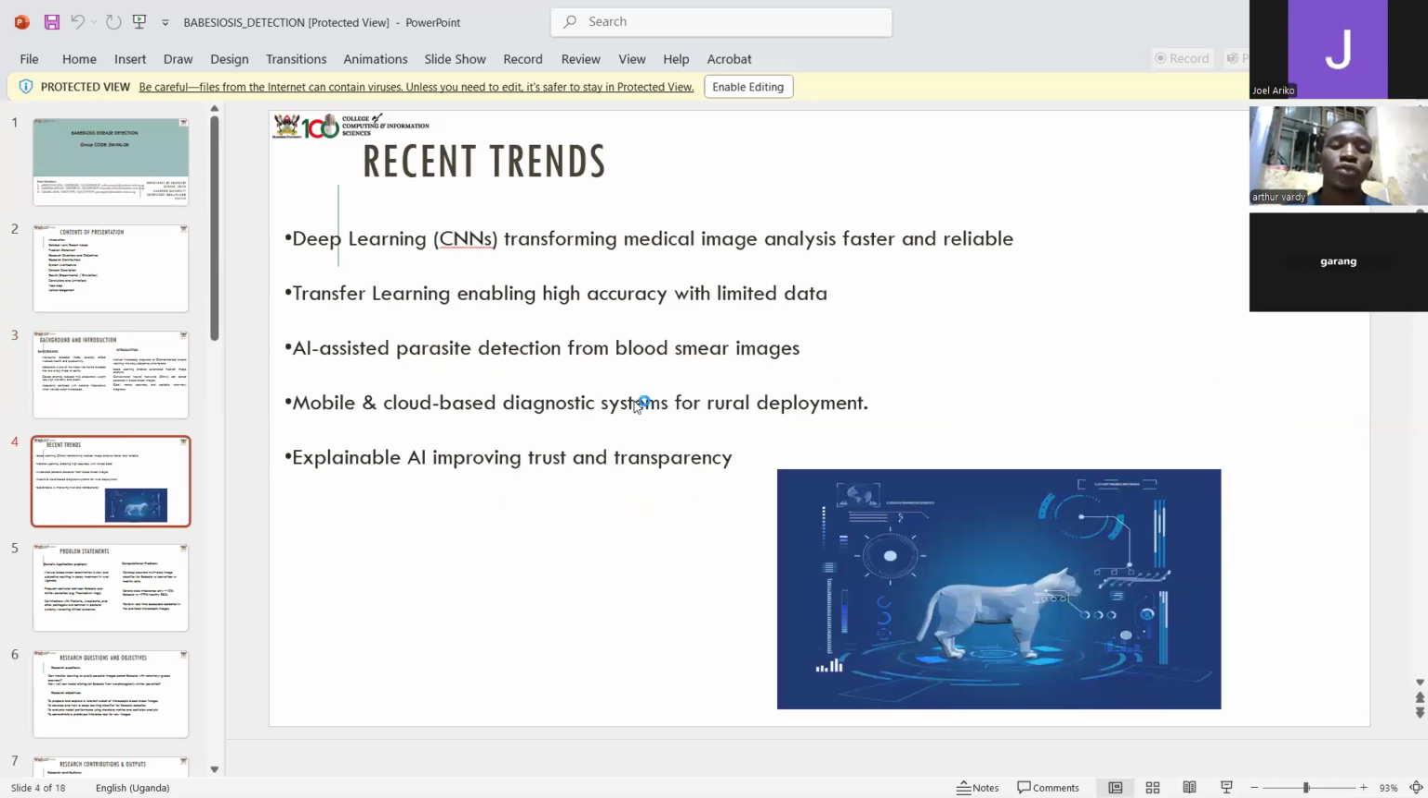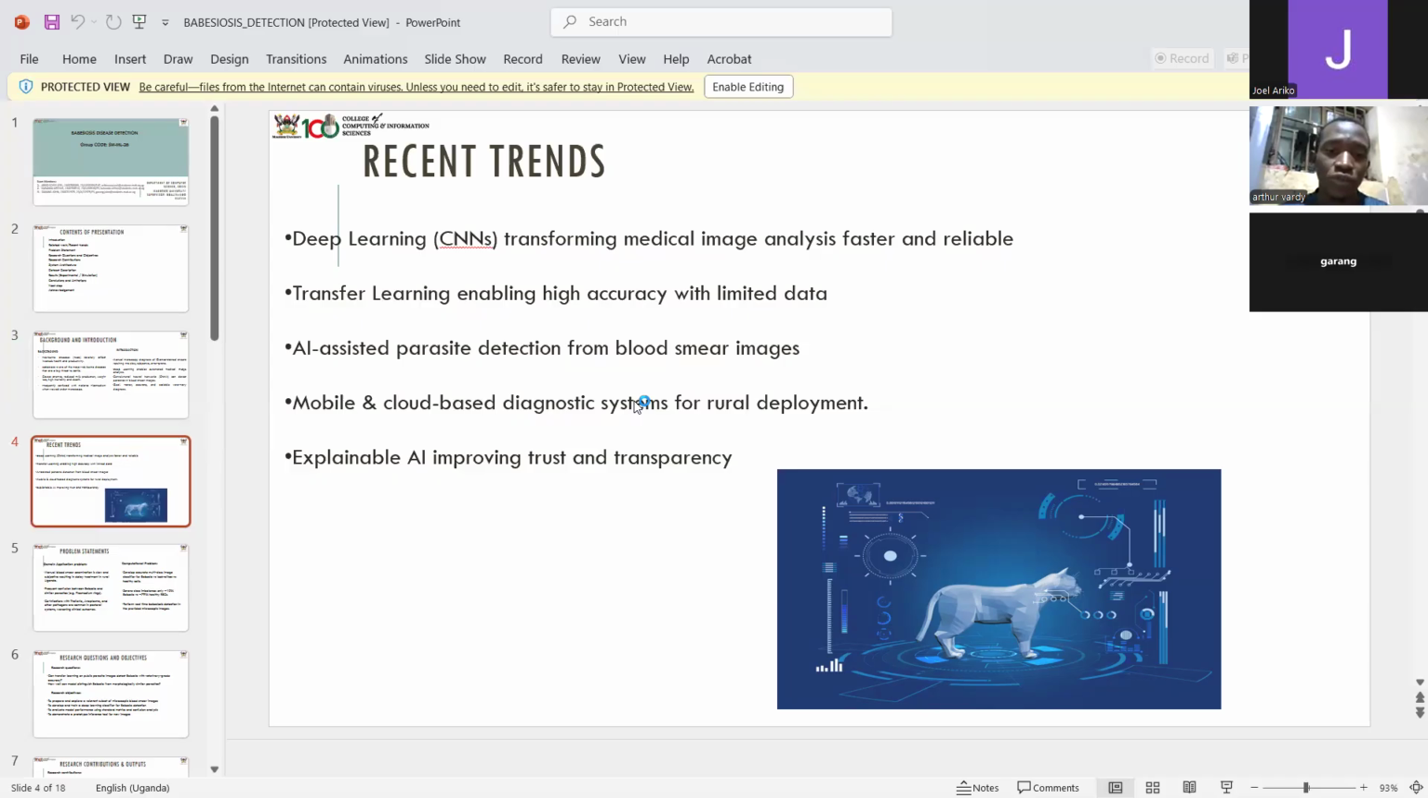So here are the recent trends or the related work according to our project. Currently, deep learning involves the CNN transforming medical image analysis, making it fast and reliable. Transfer learning enables high accuracy with limited data, whereby we can have our trained data sets, which we can use to train our model so that if a person just uploads one image, it will be worked on faster, and then we get accurate results.